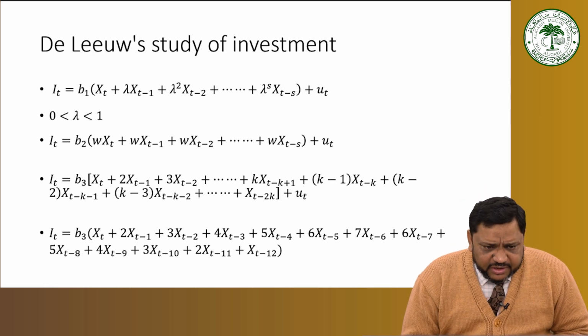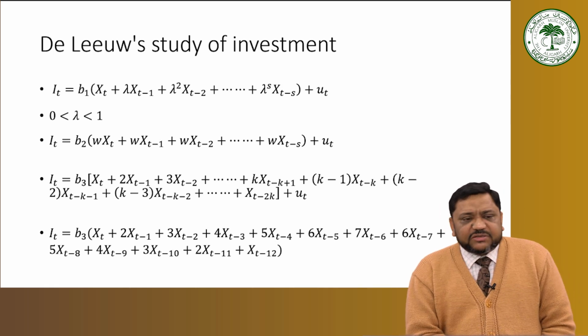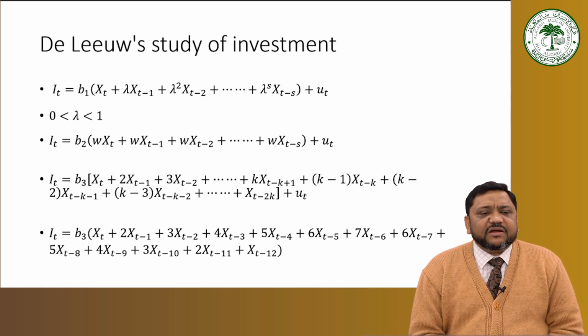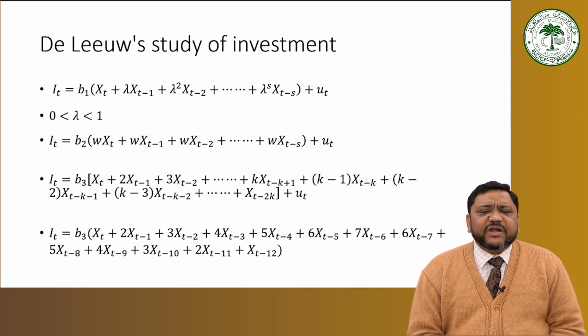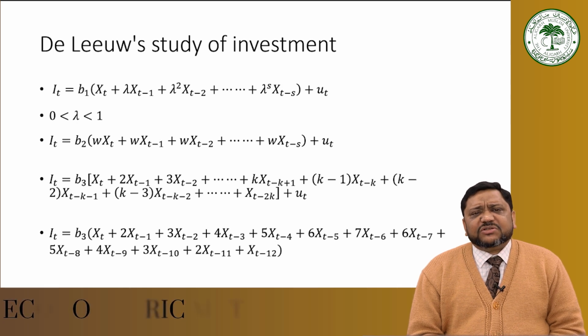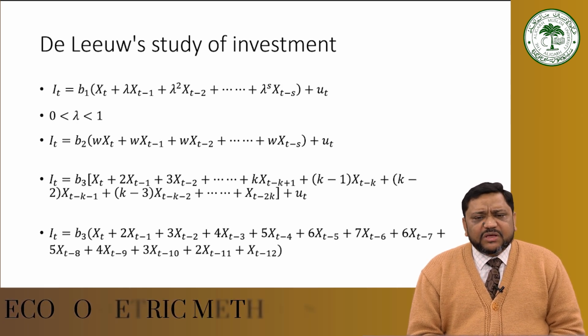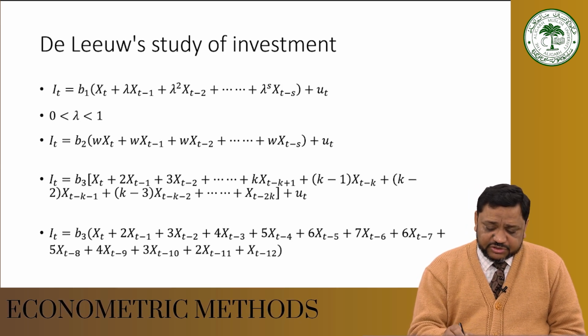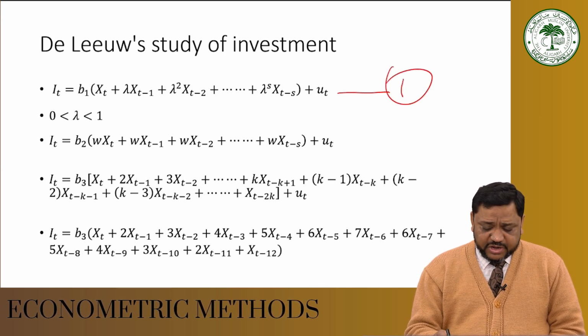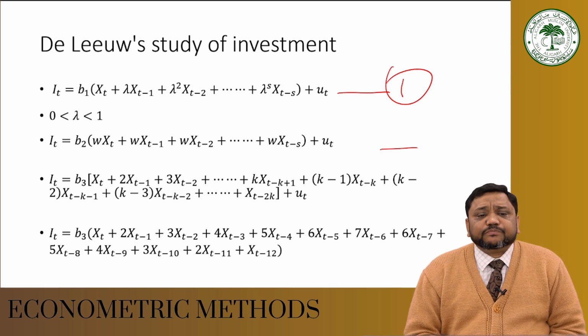In order to further explain this process, let's take a famous study, the Deleuze study of investment. It's a good example of an arbitrary weight lag scheme provided by Deleuze based on quarterly data. He experimented with the following three types of distributed lag function.